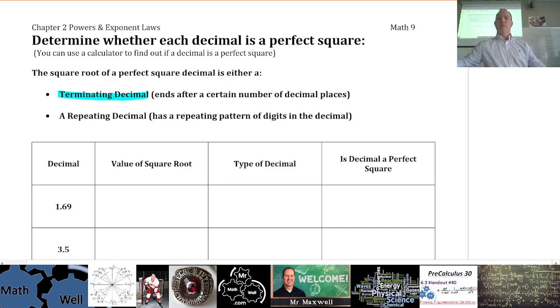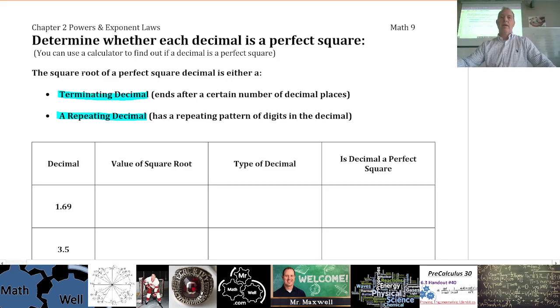Or a repeating decimal. Here's the other thing you want to look for. Is the decimal repeating? Does it have the same digit that repeats every time, like 0.33333333? That's a repeating decimal. Or there may be blocks of numbers that repeat, for example 0.327, 327, 327, 327. That's a repeating decimal as well. And those are hints that your decimal number is a perfect square.